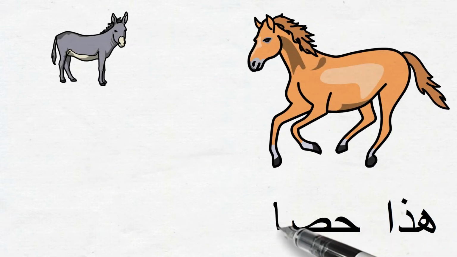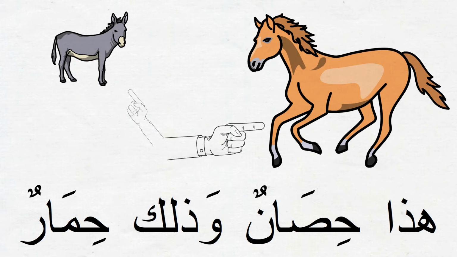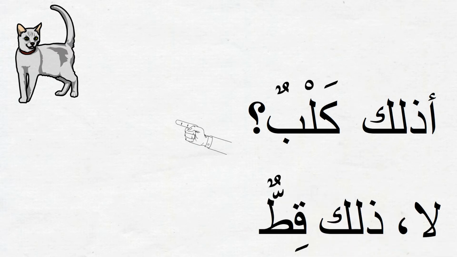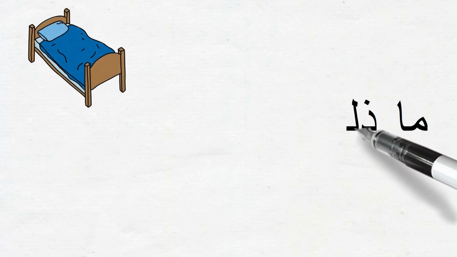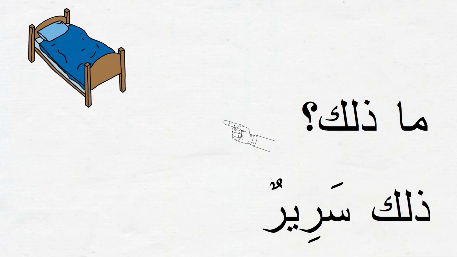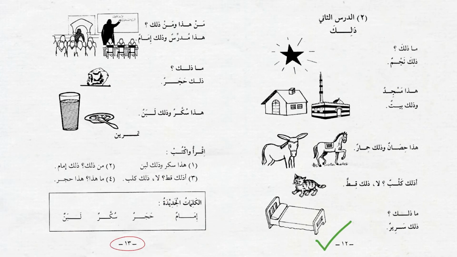Next example. هذا حصان وذلك حمار. This is a horse and that is a donkey. أذلك كلب؟ لا، ذلك قط. Is that a dog? No, that is a cat. ما ذلك؟ ذلك سرير. What is that? That is a bed. Now we are finished with page 12. Let's move on to page 13, starting from the top.